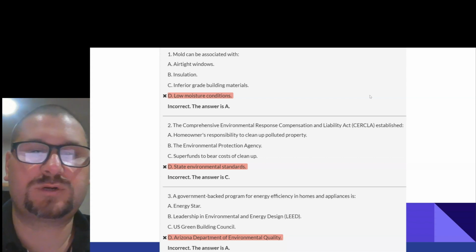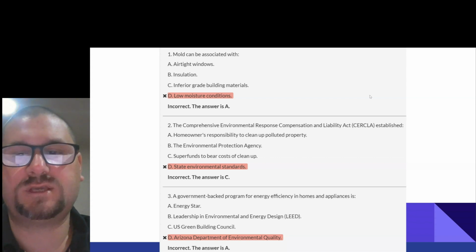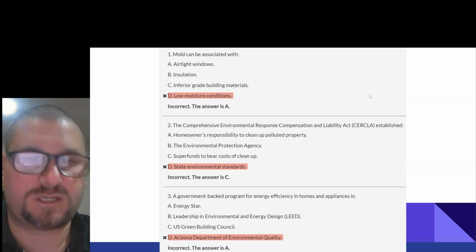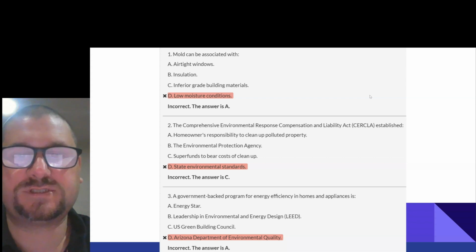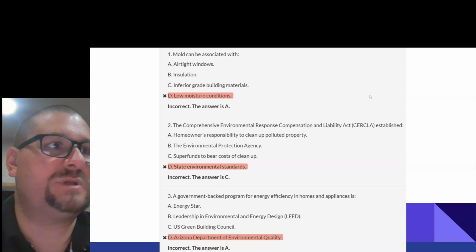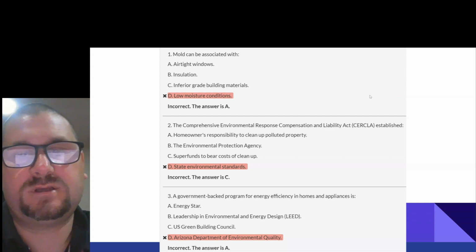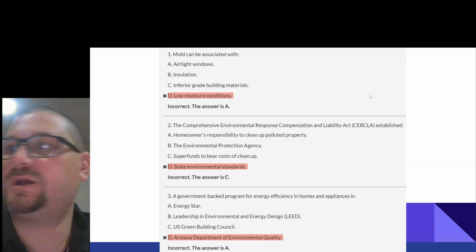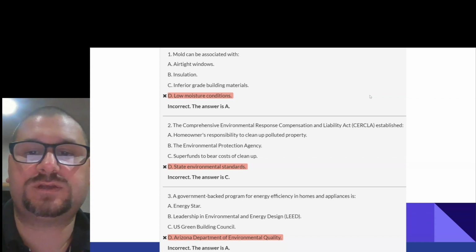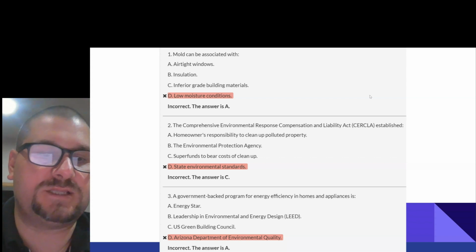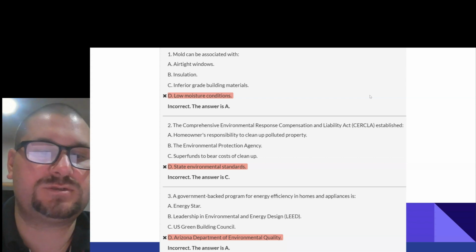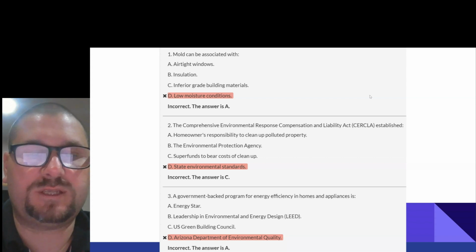A government-backed program for energy efficiency in homes and appliances is Energy Star. It depends on how many Energy Stars you have; it tells you how efficient the program is. So a government-backed program for energy efficiency in homes and appliances is Energy Star. Is it Leadership in Environmental Energy Design? No. U.S. Green Building Council? No. Arizona Department of Environmental Quality? No.